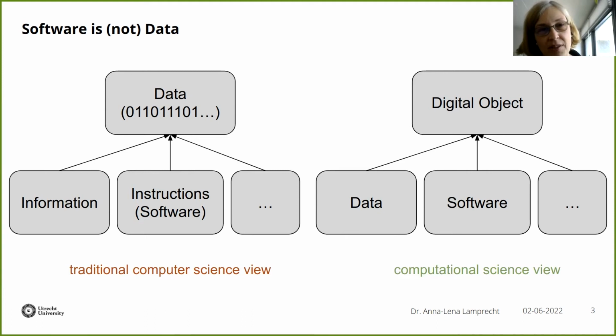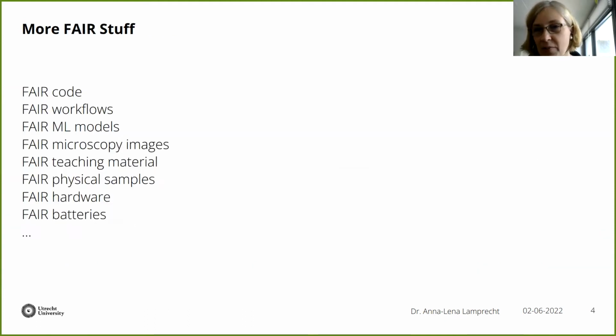I also wanted to mention that in the last years, FAIR specializations have been discussed for a lot of things, really not only data and software. There's also code in general, FAIR computational workflows, machine learning models, microscopy images. There has been work on FAIR teaching material, but also, leaving the world of digital research objects, there's work on FAIR physical samples, the sharing, FAIR hardware, FAIR batteries.